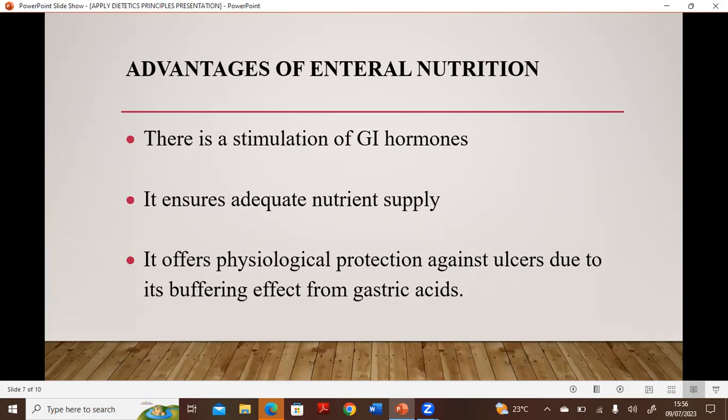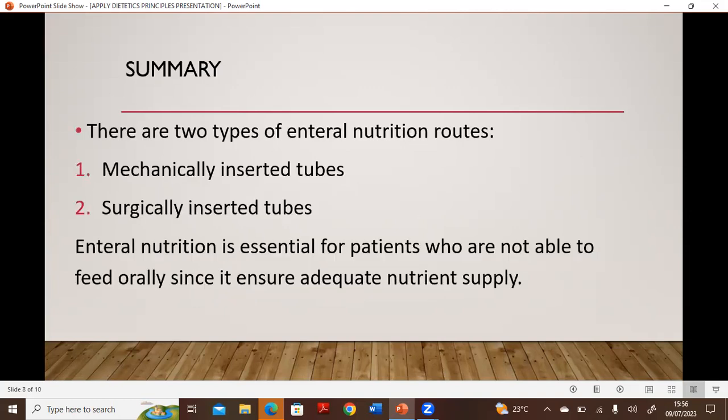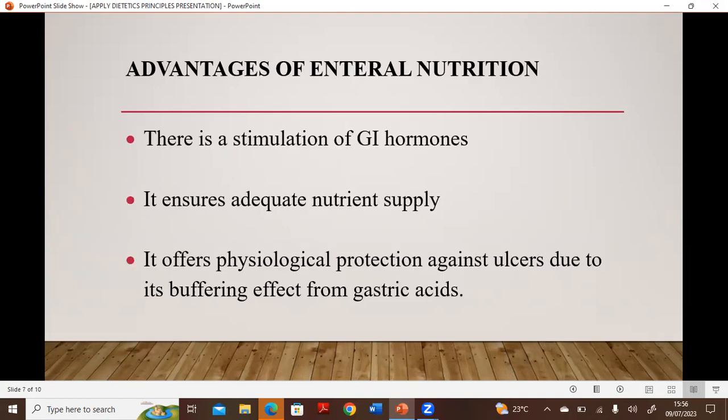So the importance of providing enteral nutrition to an individual is that it provides the stimulation of the GI hormones. It also ensures that an individual gets adequate nutrient supply because they will have the nutrients that are essential. And the third one is that it offers protection to the GI tract from ulcers due to the presence of the food. The GI lining won't get worn out, and they'll have the buffering effect. Those are the advantages that we get from giving an individual enteral nutrition.